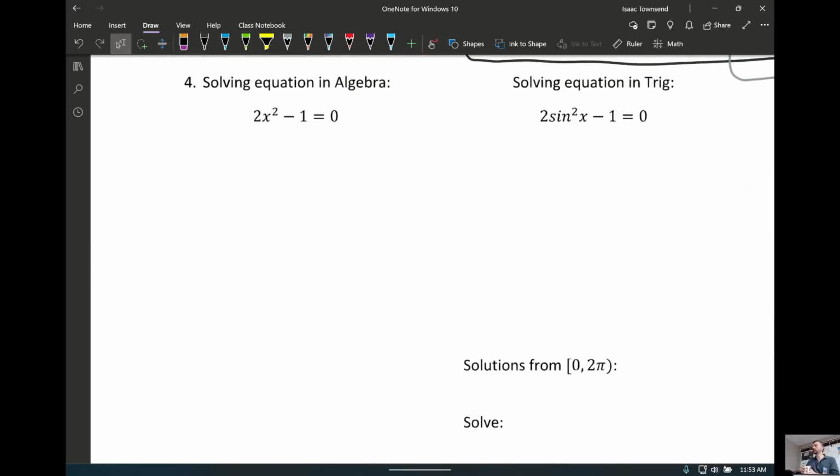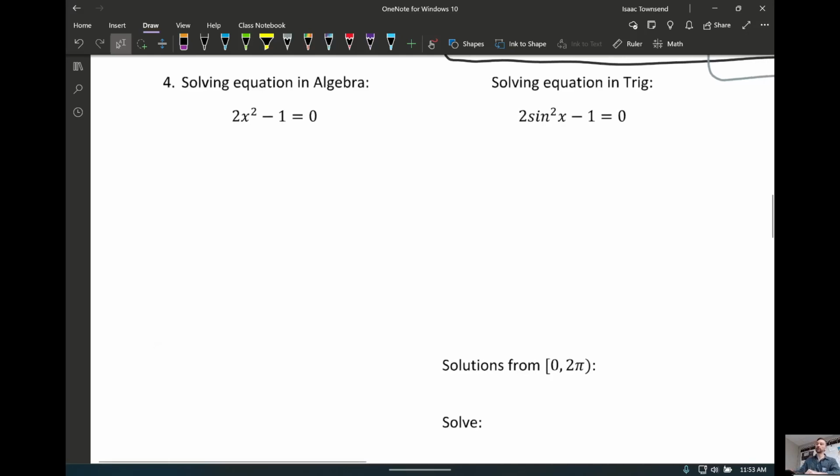Okay, last of the regular algebra stuff that should look familiar to you, and then we'll look at a few exceptions on the other pages. But on this one, usually you don't do this with a quadratic, but we can get away with this because it only has x squares and not x's. We could undo the minus 1 with the plus 1. We could undo the times 2 with the divide 2.